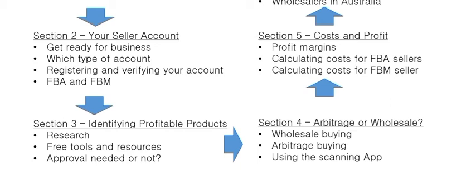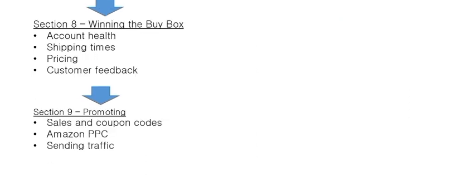After that, we're going to find wholesalers. So we're going to look at finding wholesalers in North America, wholesalers in the UK and Europe, wholesalers in India, and wholesalers in Australia. So we're going to go into that in depth because obviously that's a very important part of the process. And once we've done that, we are going to look at prepping and shipping. So you're going to learn how to do that properly as well so that your items don't get rejected. And then we're going to go on to learning how to win the buy box because this is what's going to determine how many sales you get.